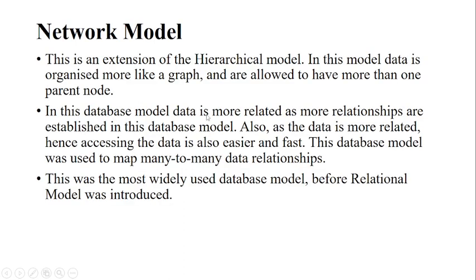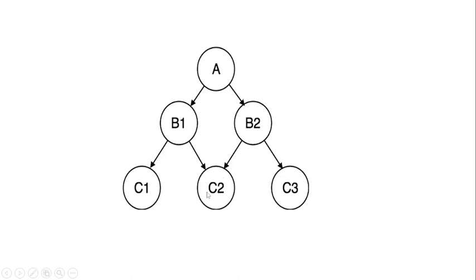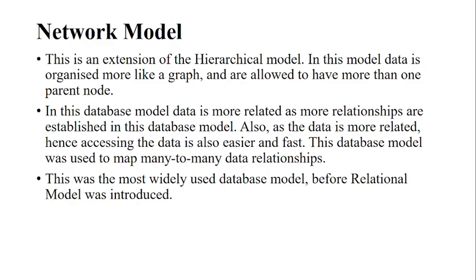In this database model, data is more related as relationships are established, because in the hierarchical model we can see that there is a single parent to a single child, but in this model we can see that there are multiple parents to a single child. If this one is the busy node, then we can access this data from the B2 entity also, not only B1. So there are more relationships to the single entity. Also, as the data is more related, accessing the data is easier and faster.